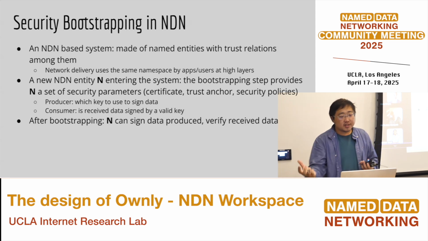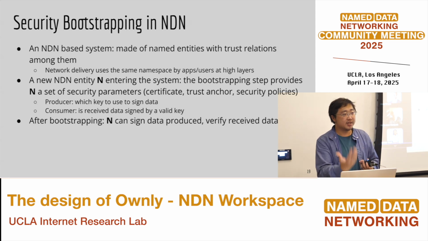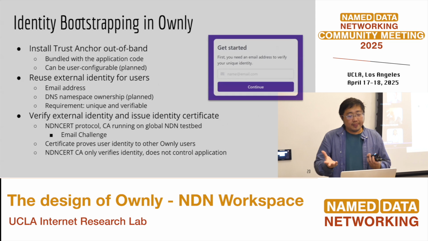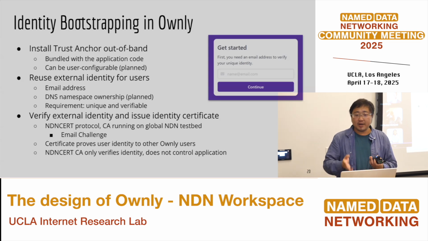So that means whenever a new entity joins the system, say you are an Ownly user and you join the system, you must have those things. That is to enable you to produce data and to consume the received data. To be technically specific, for Ownly, the trust anchor of a specific workspace instance is bundled together with the application itself. So we install the trust anchor out of band, and because users already have an identity, say an email address, we reuse that so-called external identity for identifying you in the workspace instance.